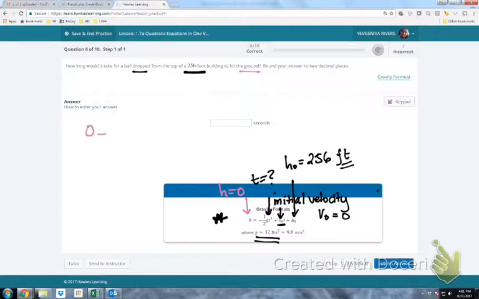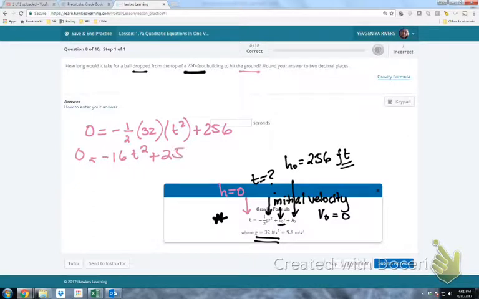We'll put 0 is equal to -1/2 times 32 times t squared. We've gotten rid of our v sub 0 t plus our initial height of 256. That leaves us with 0 equals -16 t squared plus 256. We'll subtract 256 from both sides, and we are left with -256 equals -16 t squared.